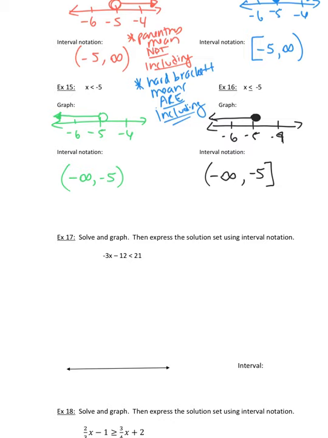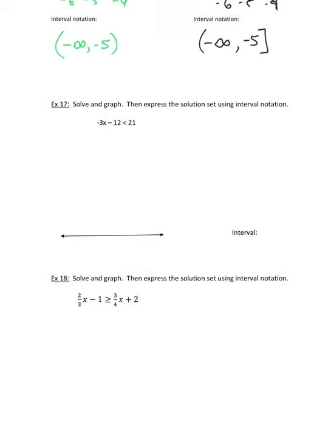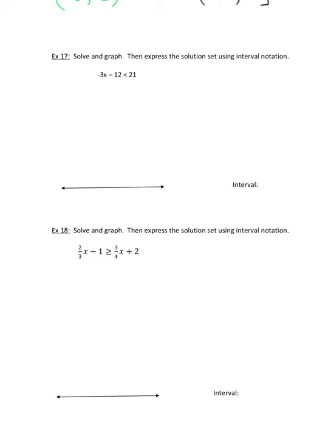And now we're going to apply this to where we have to solve the inequality, graph it, and then express its solution set in interval notation. So if you look at example 17, I'm going to solve, meaning I'm going to isolate the variable. So I will add 12 to both sides. I get -3x is less than 33. Divide both sides by -3. Remember, when you divide by a negative, you switch the inequality symbol. So this becomes x is greater than -11.